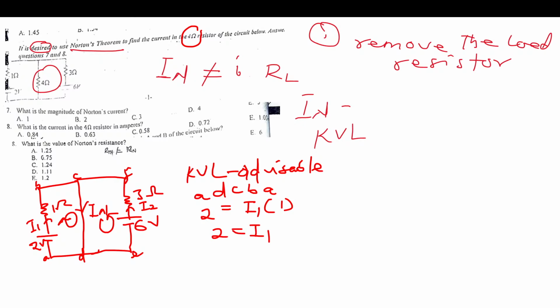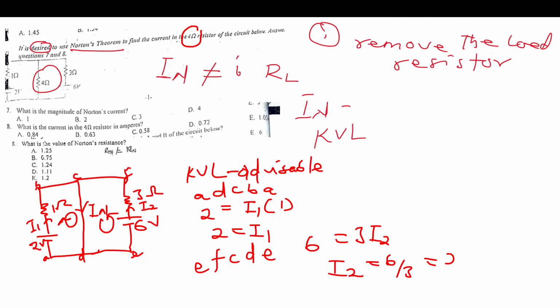I1. Now let's consider the next loop, which is E, F, C, D, E. We are going to have 6 to be equal to what? 3I2, and you realize that that is the only drop inside here once again. So I2 is going to be what? 6 on 3, which is 2 amperes. Now we have I1 to be 2, I2 to also be 2.